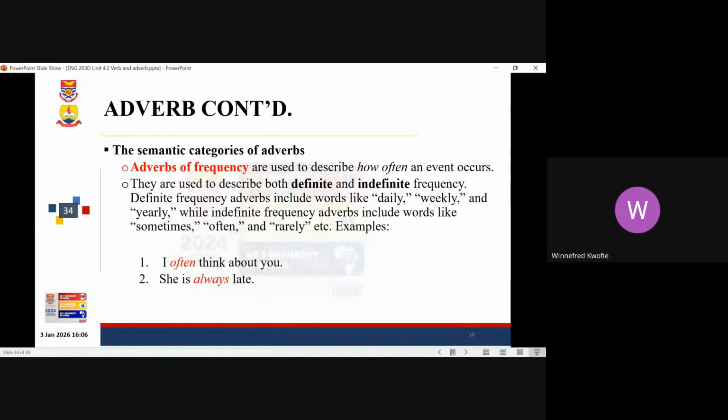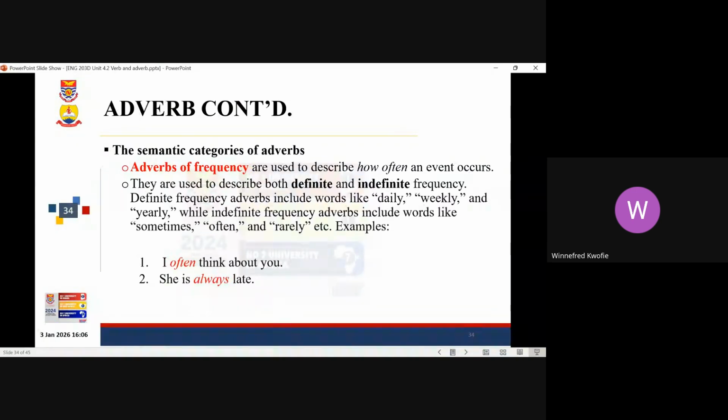I often think about you. Yes, I do the thinking, but how frequently do I do it? I do it often. I do it seldom. Then, she's always late. Yes, she came late, but how often does she come late? Always. Often. Every day. Every week. So they are all adverbs indicating frequency.